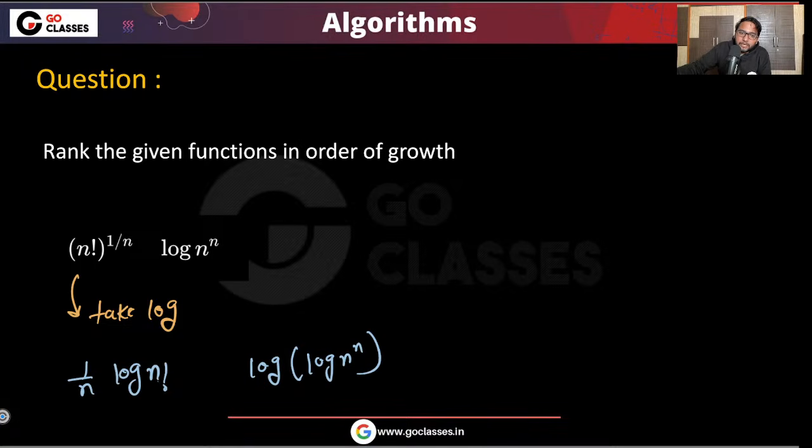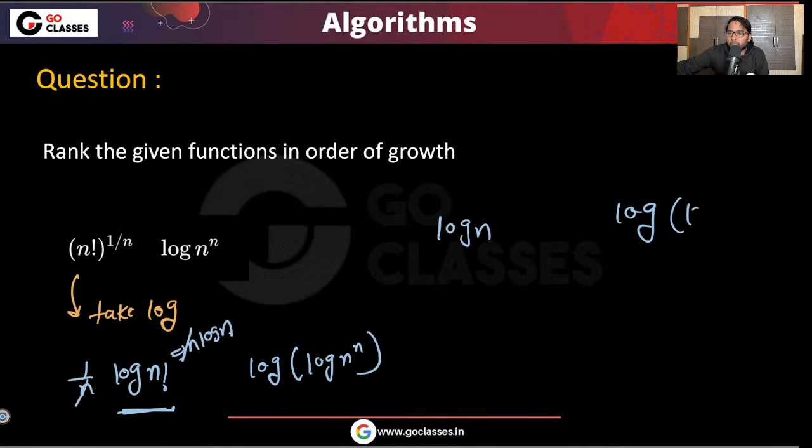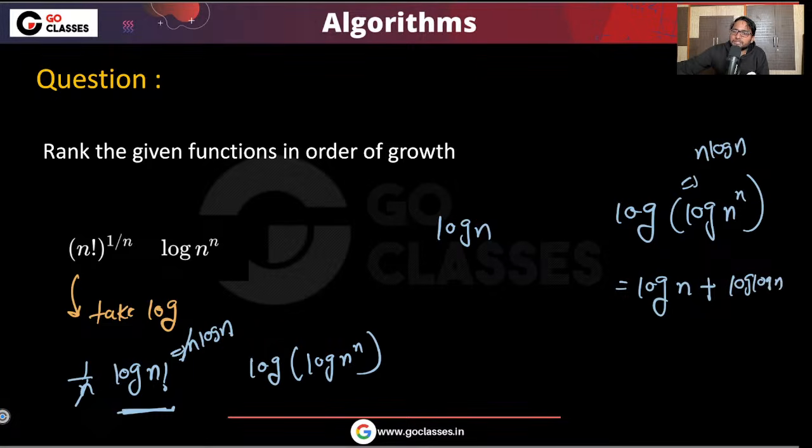So if you take the log, it is log n factorial, which is the same as n log n. After taking the log, if you put this as n log n, then n will get cancelled out. This is just log n, and here you are getting log of n power n, which is the same as n log n, so log of n plus log of n. So this is log n plus log of n, and this is log n only.